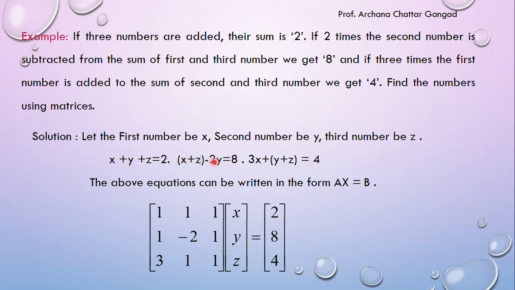Now this is our system of linear equation. Convert it into the matrix equation. Now we know the matrix equation is Ax is equal to B. A is a coefficient matrix. So write in the first column coefficient of x variable, in the second column coefficient of y variable and in the third column coefficient of z variable.